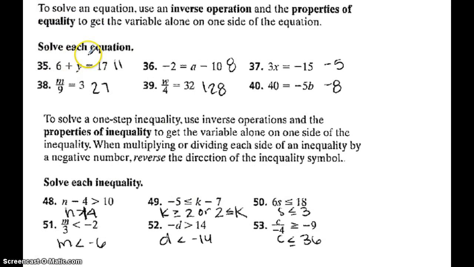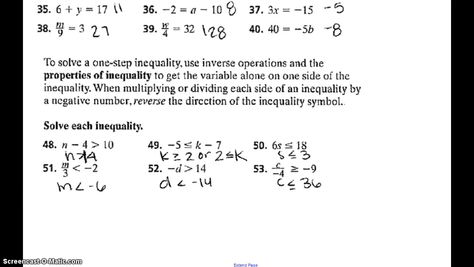Number 35, draw the line down, you get 11. 36 is 8, 37 is negative 5. 38 is 27, 39 is 128, and 40 is negative 8.